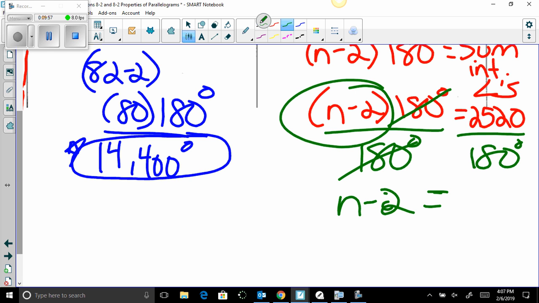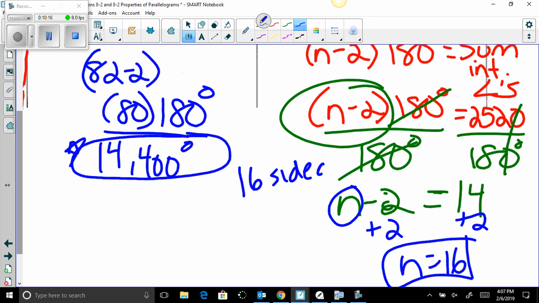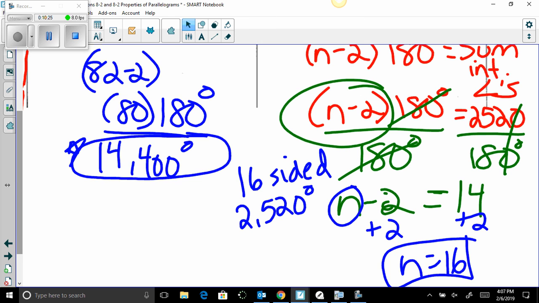And what is that divided by? Well, that cancels, so 2,520 divided by 180 looks to me like it's 14, I think. And then finish solving. If I want to get n by itself, get rid of minus 2, so add 2, so n equals 16. So a 16-sided figure had interior angles that measured 2,520 degrees. So I just had to work backwards there.